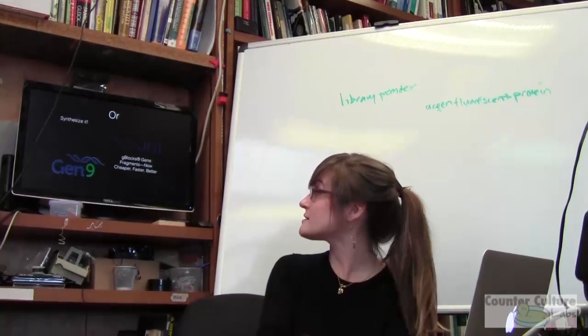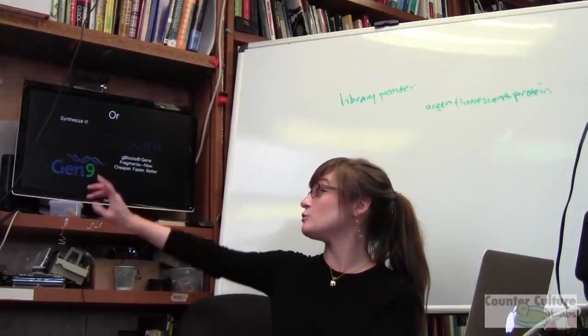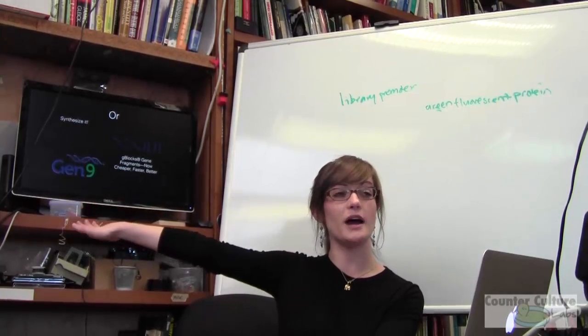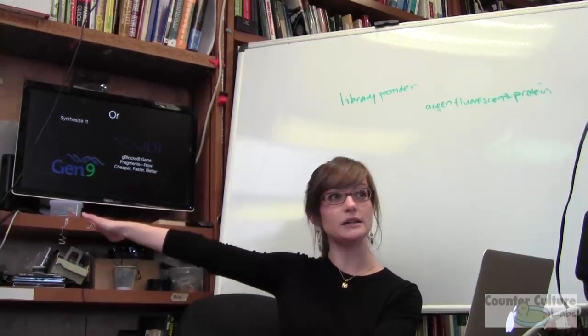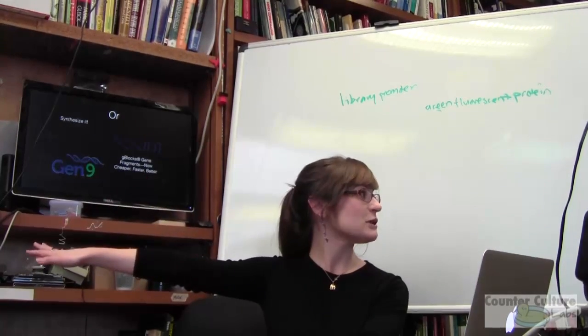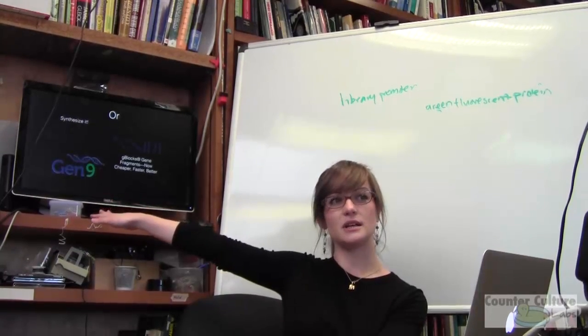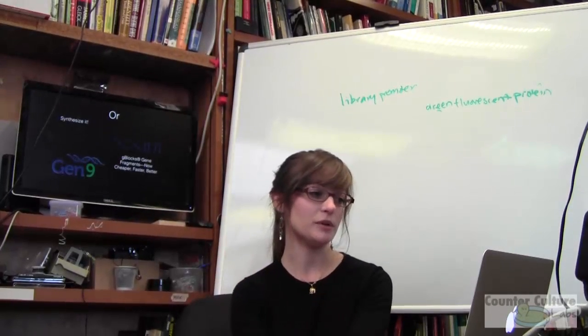IDT also has something called gBlocks. The cost actually breaks down to relatively the same amount, except Gen9, the way they do their synthesis, takes them about 4 to 5 weeks to get your gene product to you. But with IDT, you'll get it in about a week. They build their sequences slightly differently and analyze them differently, but the cost is approximately the same. So you could go get it synthesized, and of course we can follow up on that at some point.